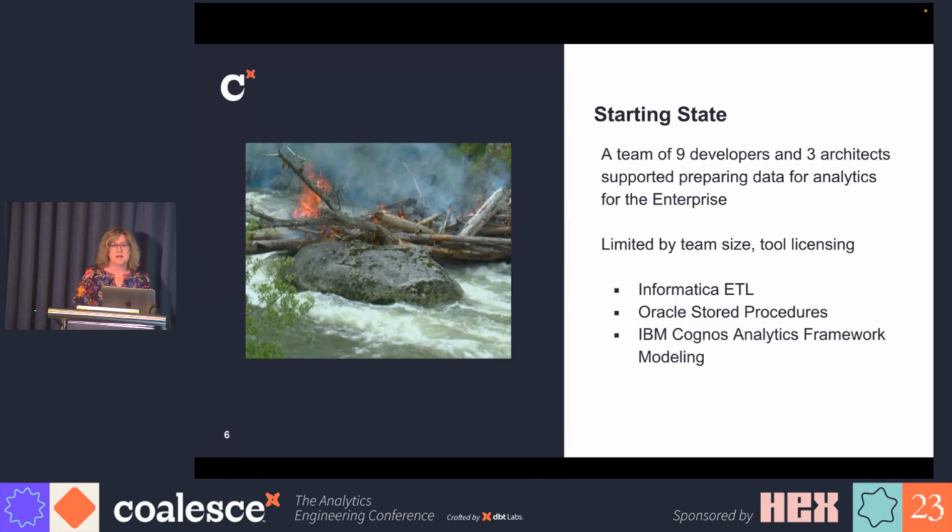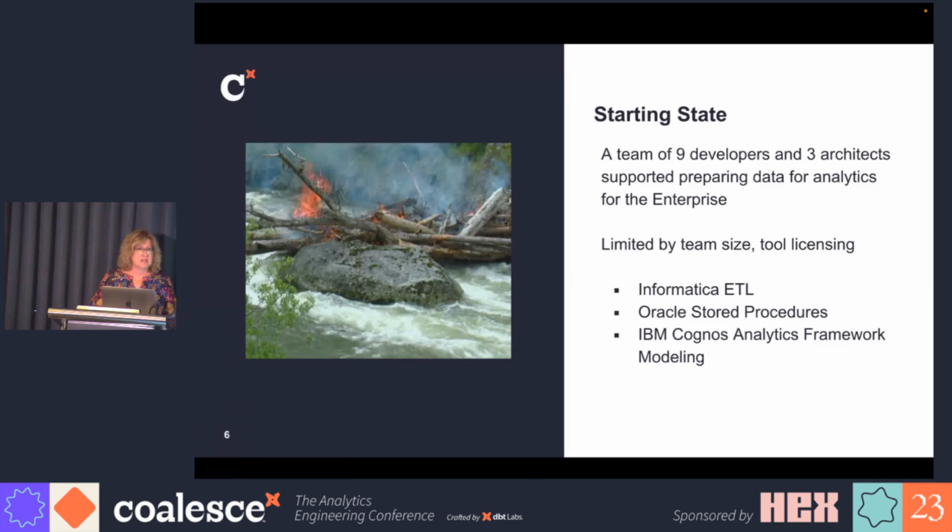We had a team of 9 developers, 3 architects, and I would say about 8 to 10 business analysts on our team, preparing data for analytics across the entire enterprise there at Sharp Healthcare. We were limited by team size and also by tool licensing costs.